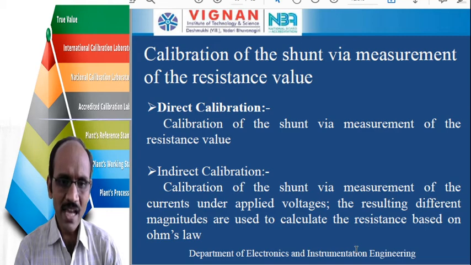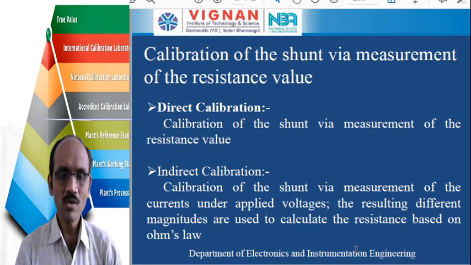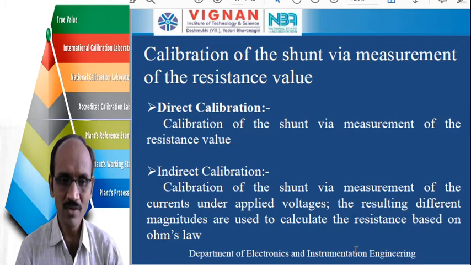In indirect calibration, the calibration of the shunt is done through the measurement of the current under applied voltages. By using Ohm's law, we find the value of the shunt resistance. Ohm's law is I = V/R, then R = V/I. From that equation we find the value of the shunt resistance. That is called indirect calibration. We find the value of the shunt resistance indirectly by using Ohm's law.